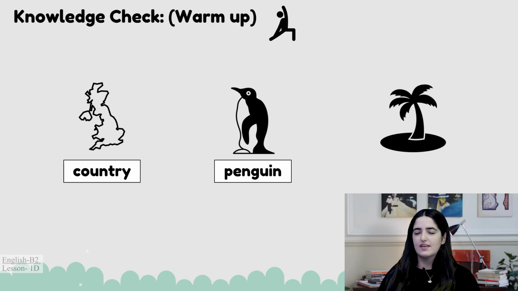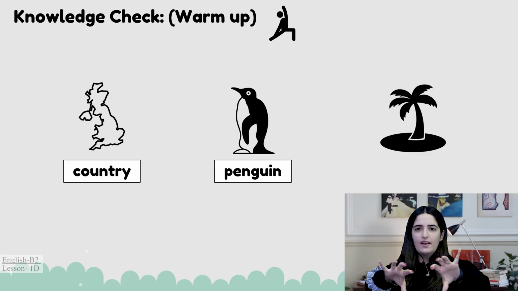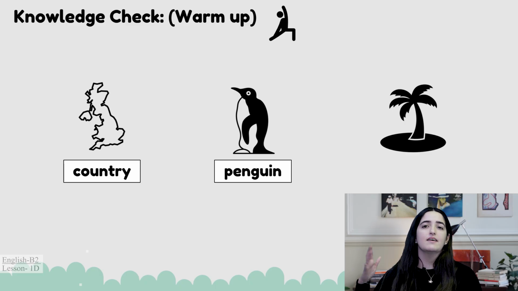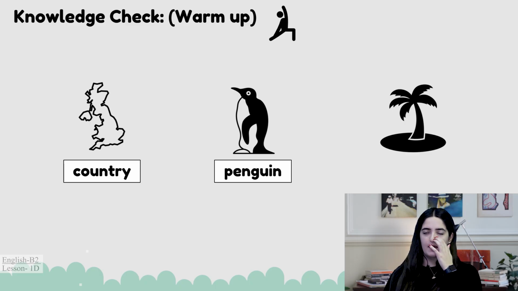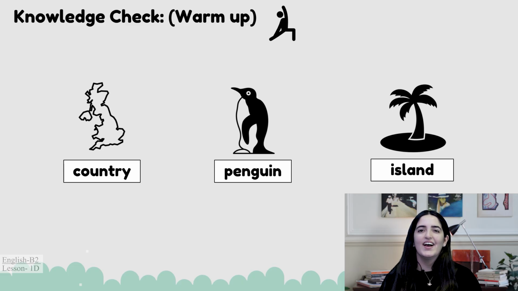And finally, this one's a little bit tricky. I want you to imagine that this is a body of land. I didn't maybe find such a good picture. A piece of land, and it's got water surrounding it. So it's surrounded by water, and sometimes it might have some palm trees, like I put a picture of here. So what is that? Pause and answer. It is an island. An island.